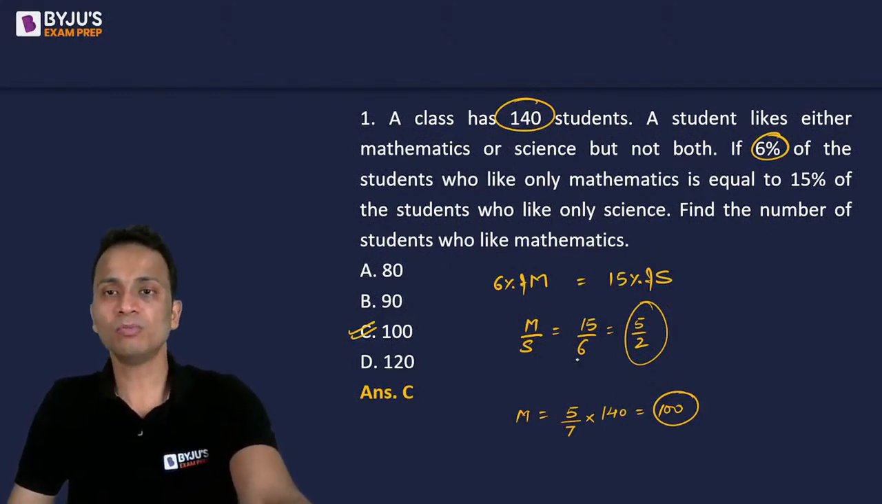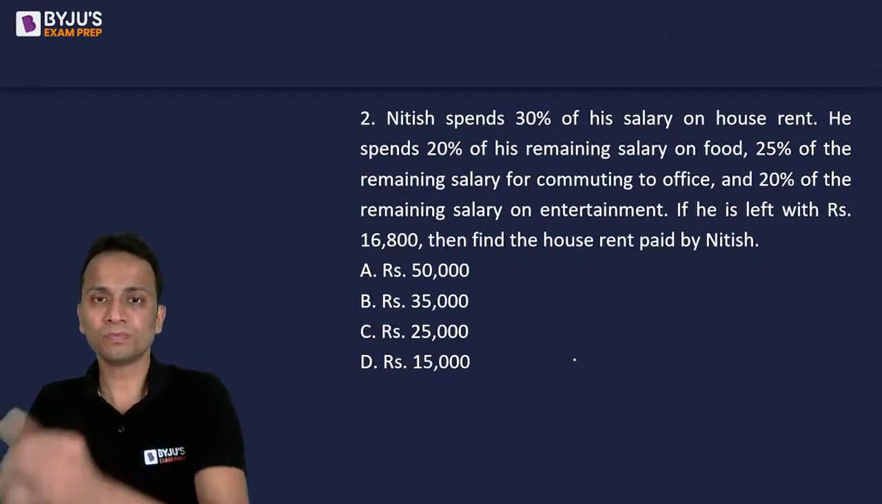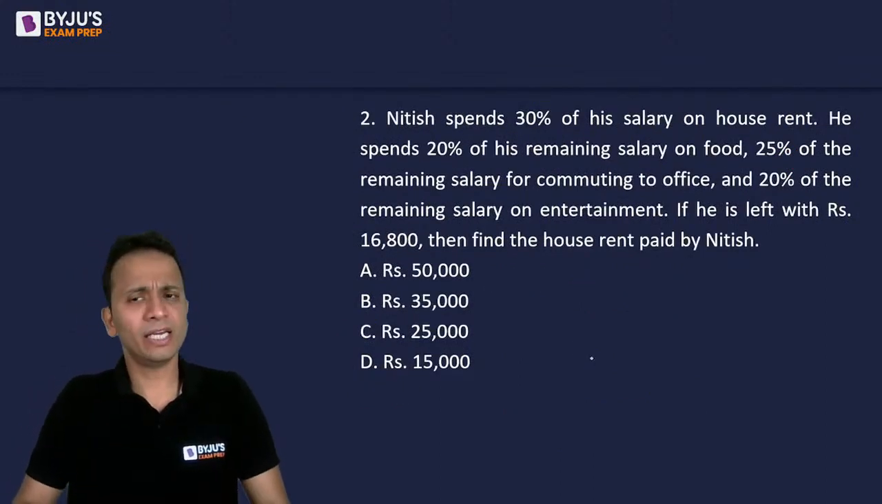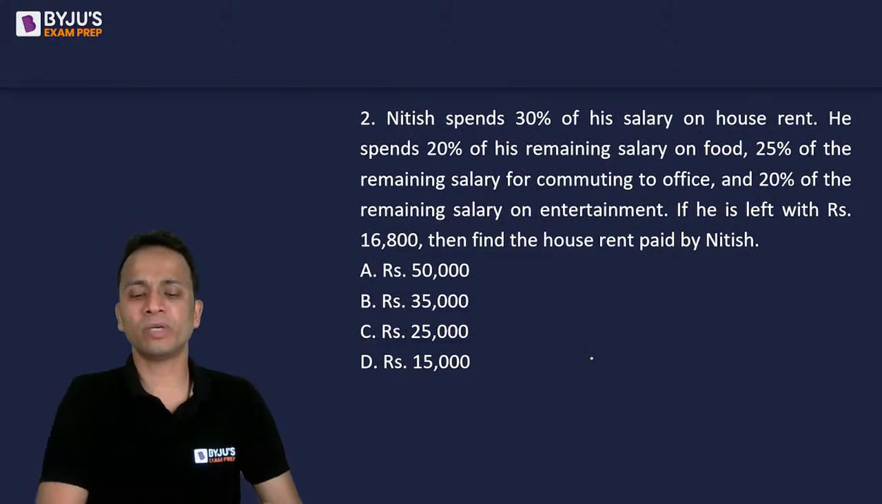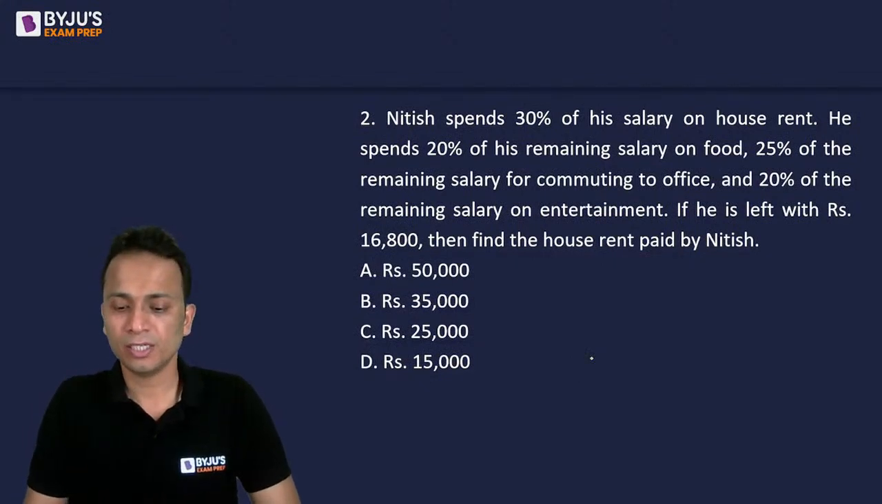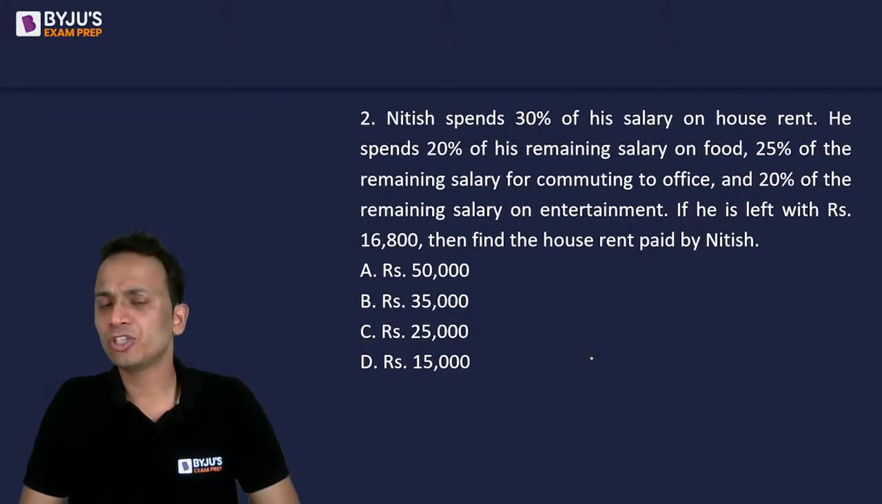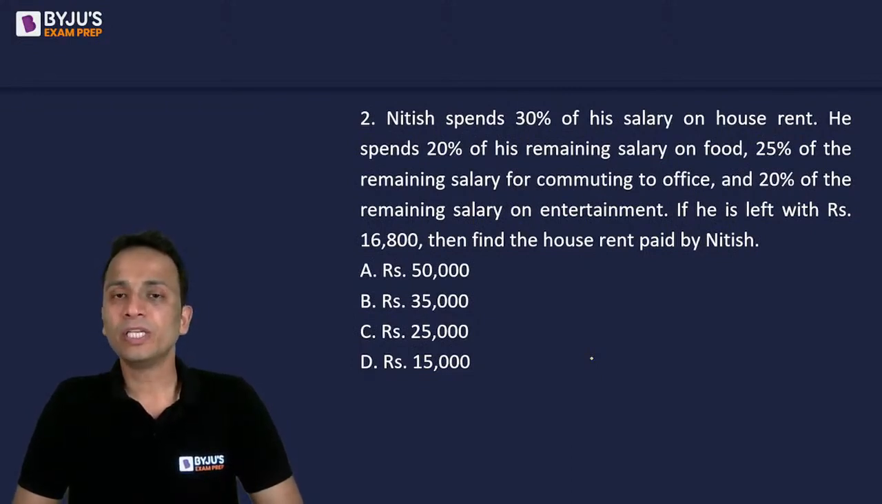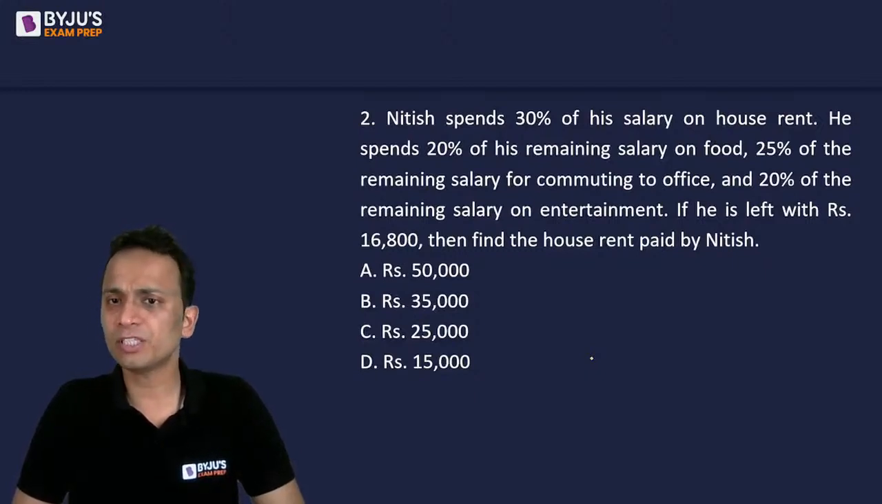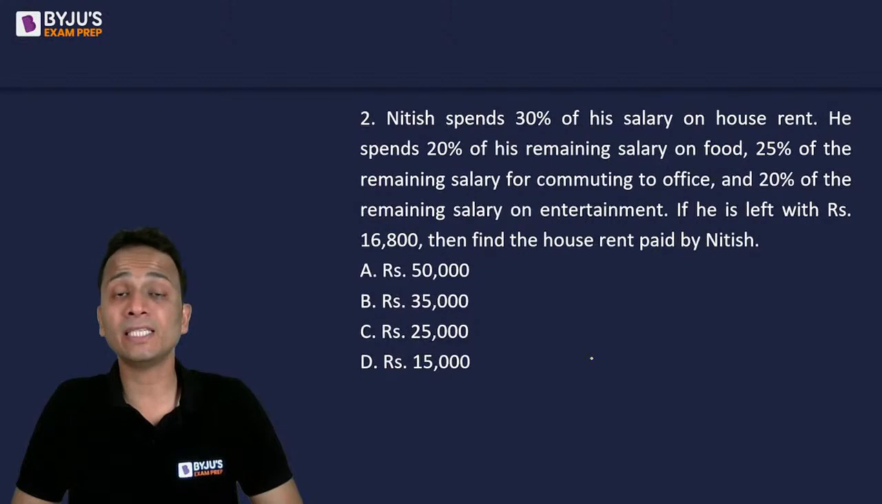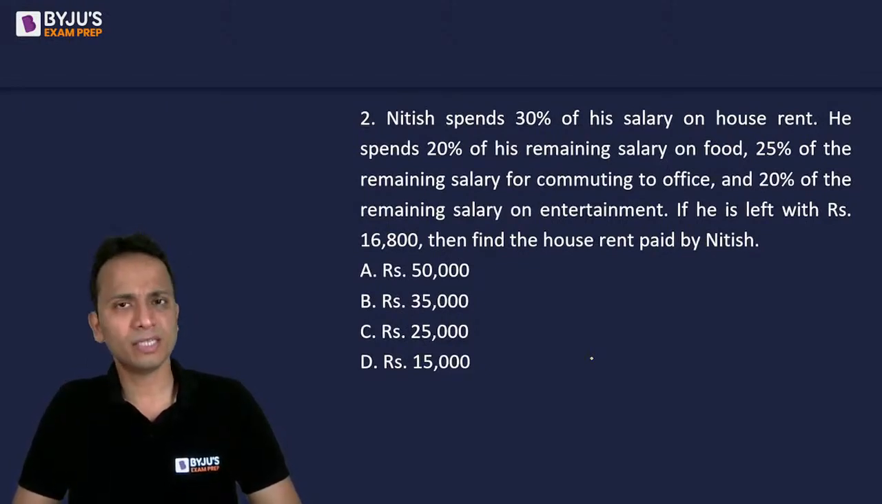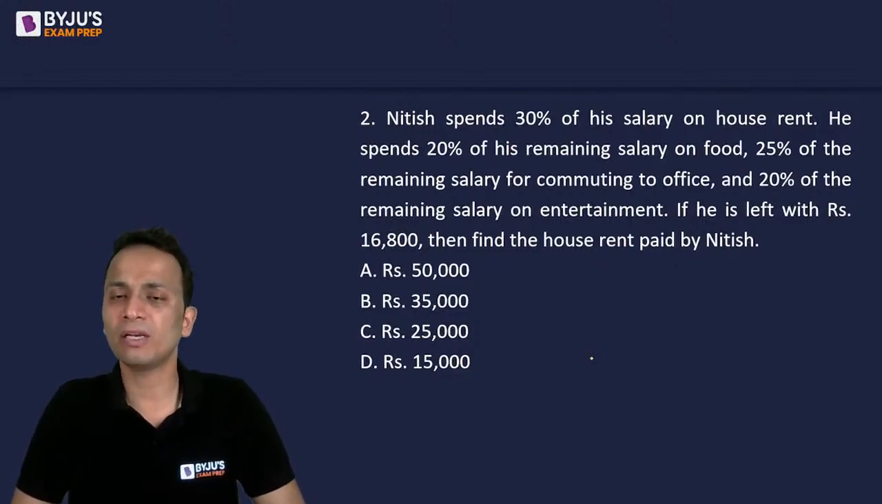Chaliye. Now moving ahead to the next question, question number 2. Look at this question and once again, quickly try to give me an answer for this one. बहुत आसान सा question है. This question is based on the calculation of percentages. So Nitish spends 30% of his salary on house rent. He spends 20% of his remaining salary on food, 25% of the remaining on commuting to office, and 20% of the remaining on entertainment. If he's left with rupees 16,800, then you'll have to find out the house rent paid by Nitish.